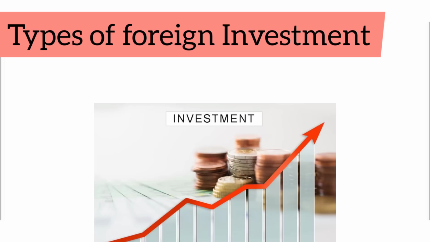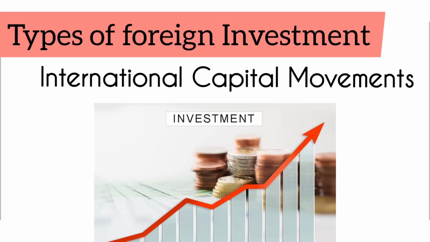Unit 5 of chapter number 4. Unit 5 talks about international capital movements. What they talk about in this unit is how one person can invest in a foreign country, and in what all forms he can make his investment in a foreign country.